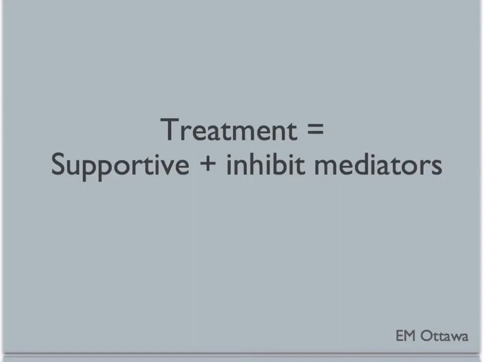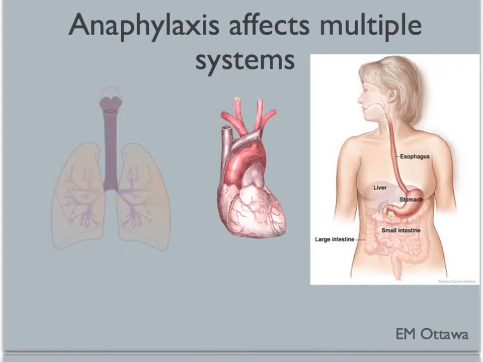The treatment of allergic reaction and anaphylaxis is directed to 1. Supportive care, and 2. Inhibiting these chemical mediators. Let's see how these mediators can affect different parts of the body. In anaphylaxis, multiple body systems are involved. That can include the lungs, the circulatory system, the skin, and the gut.